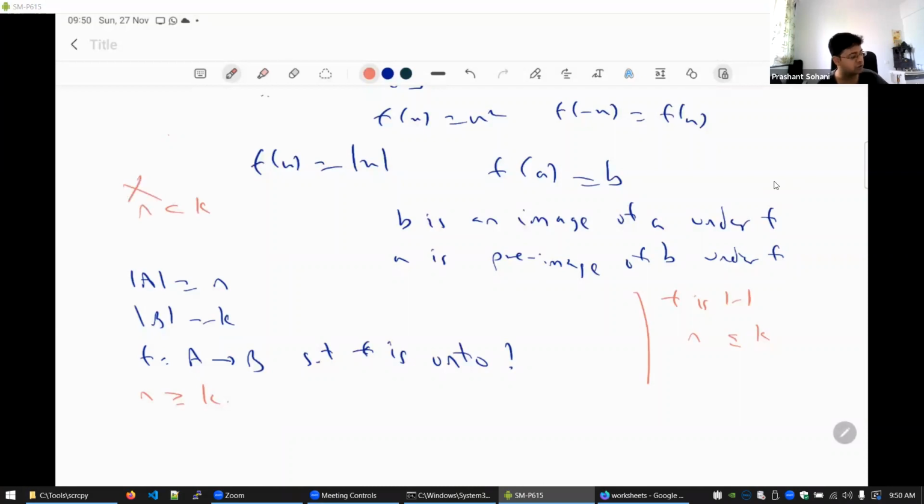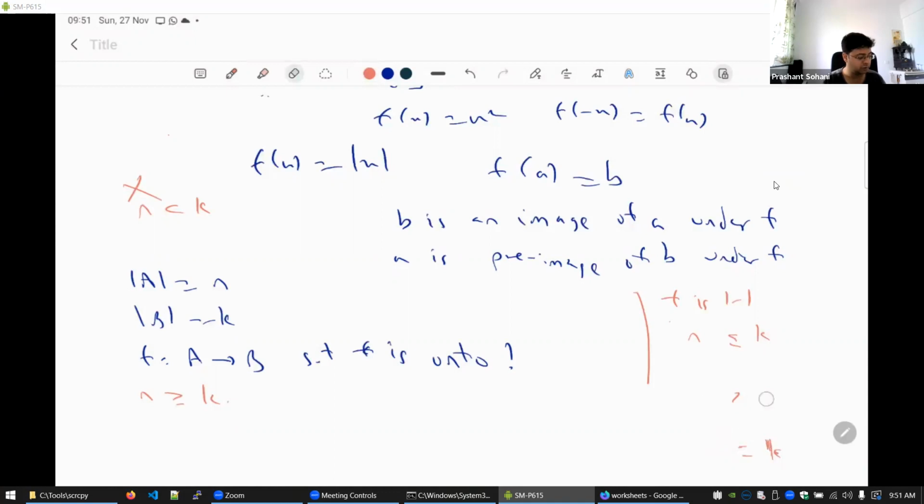And so this is the reason why if a function is 1-to-1 as well as onto, it forces the two sets to have the same number of elements, because n is less than or equal to k as well as n greater than or equal to k. So that forces n equal to k. Okay, so that is why bijection is going to create this kind of 1-to-1 correspondence.